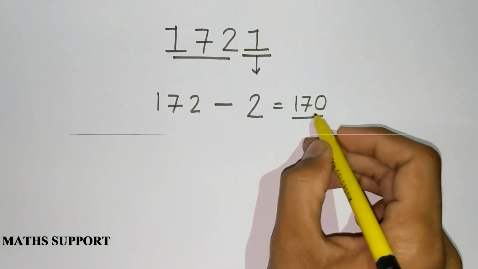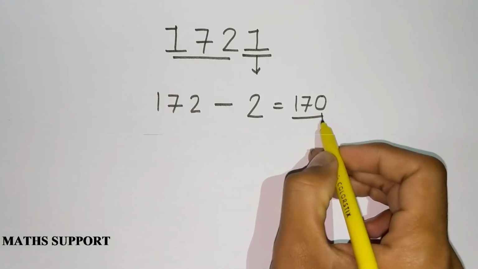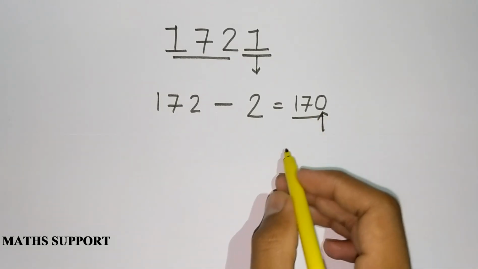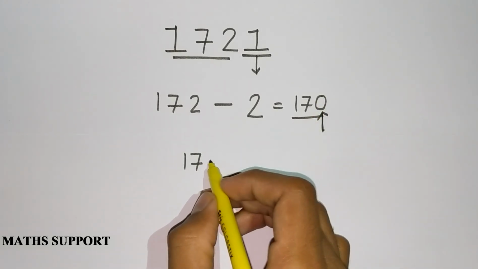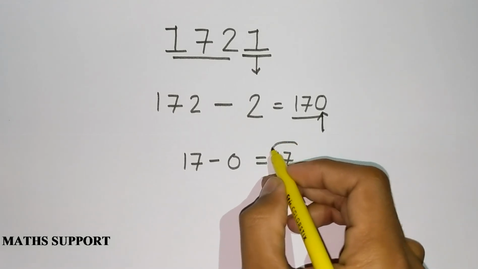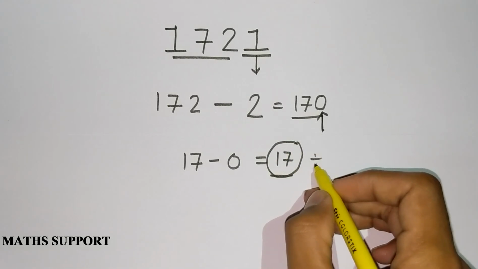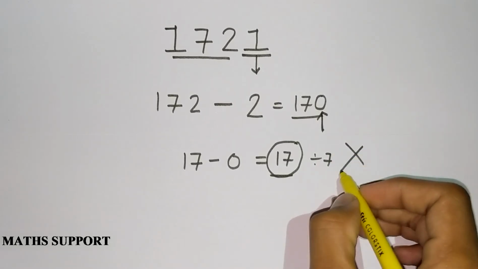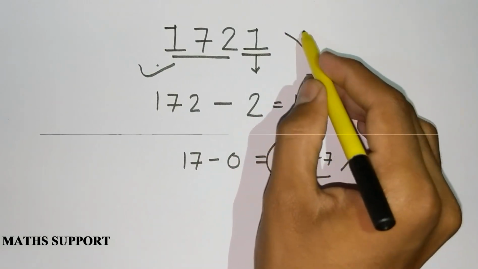Now you need to continue this process until you get a 2-digit number. So again we select the first digit, the remaining number is 17, and multiplying by 2 gives 0. So 17 minus 0 is 17. Now you have a 2-digit number, so check whether it is divisible by 7 or not. This number is not divisible by 7, so your original number is also not divisible by 7.